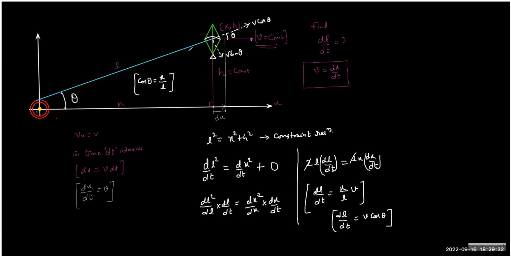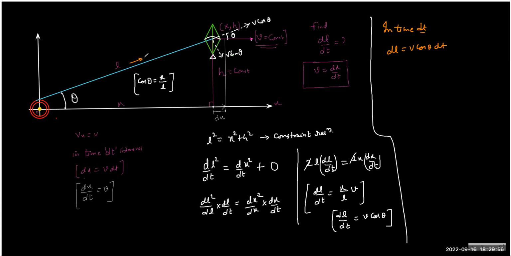So if you look at the direction of L in time dt, look at this carefully. This is a really powerful method. In time dt, the L will grow by L plus DL. So we can add DL equals V cos theta into dt. Yes or no? The L will have this direction.